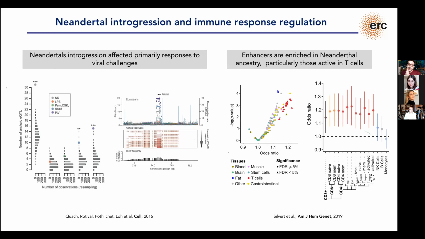And this is just to show you also that we have been analyzing other layers of gene regulation, like enhancers, promoters, microRNAs, and we have found basically that enhancers are enriched in Neanderthal ancestry, but particularly those that are active in fat tissue, which raises questions about adaptation to cold, and in T cells that are also a major cell type related to immunity.